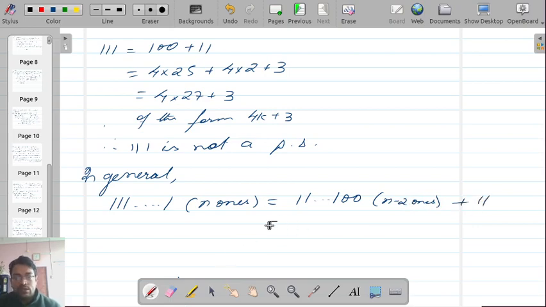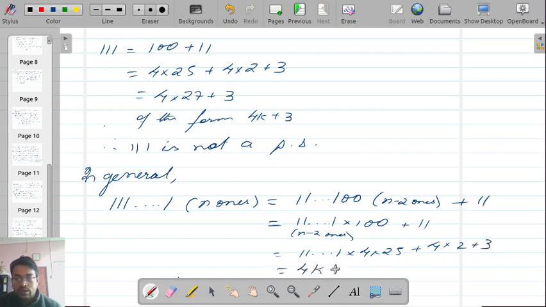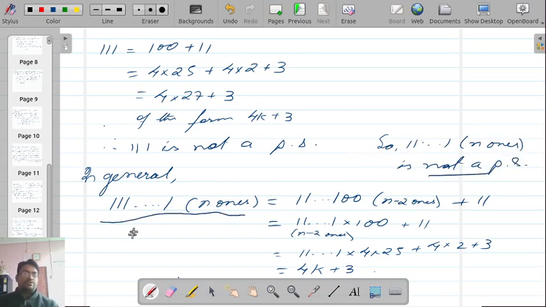So this is obviously the number with n minus 2 ones, into 100, plus 11. So this is 111...1 into 4 into 25, plus 4 into 2 plus 3. So I can take 4 common, and it is of the form 4k plus 3. So it is not a perfect square. So 111...1 with n ones is not a perfect square. We have shown the general case. We have taken a general term of this sequence which contains n ones, and we have shown that it is not a perfect square.